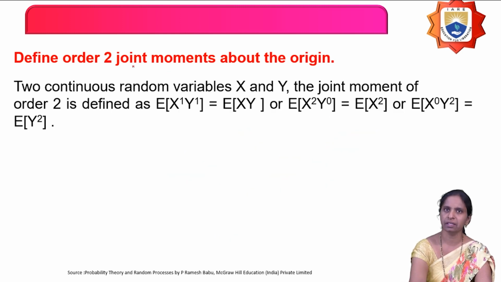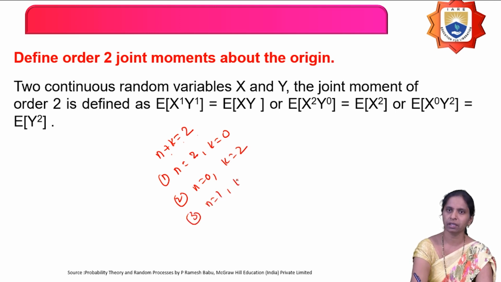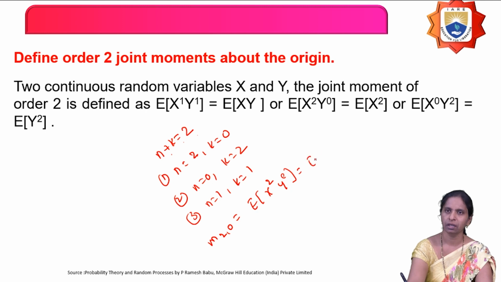Next one is define second order joint moments about the origin. Second order means n plus k is equal to 2. For n plus k equals 2, how many cases are we going to get? The first case is n equals 2, k equals 0. Second case, n equals 0 and k equals 2. And third case, n equals 1 and k equals 1. Now, if you go for the first case, M20 equals expectation of x square into y power 0, nothing but expectation of x square.